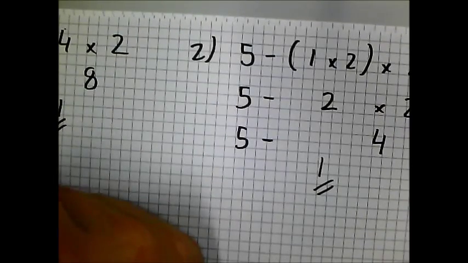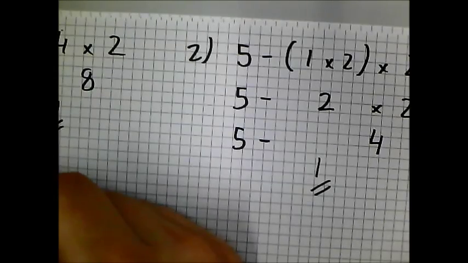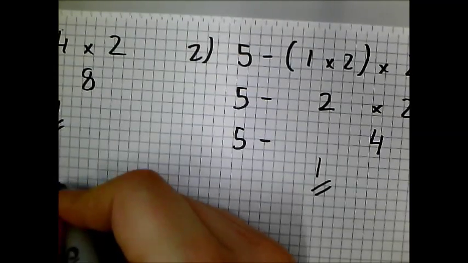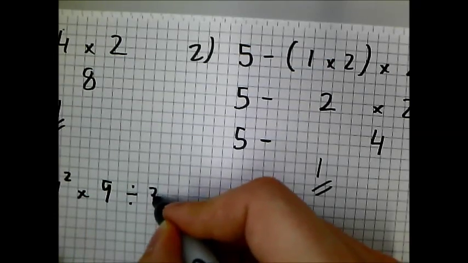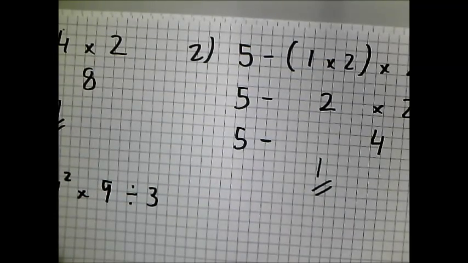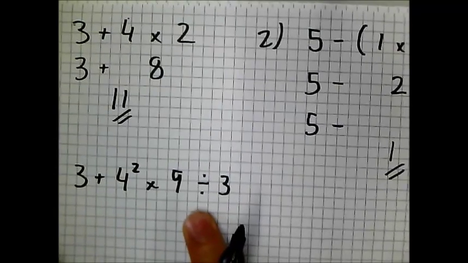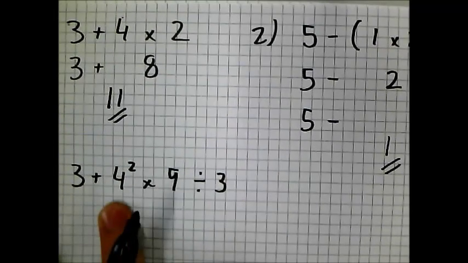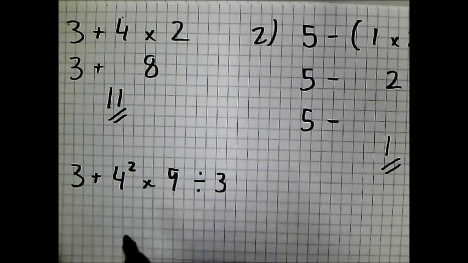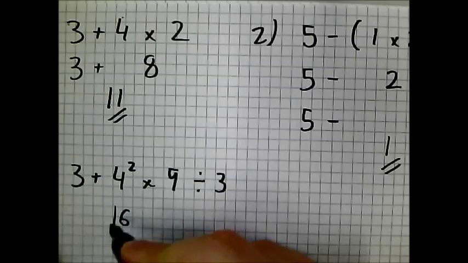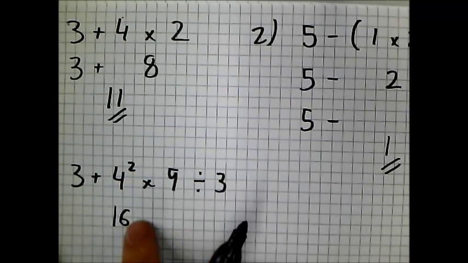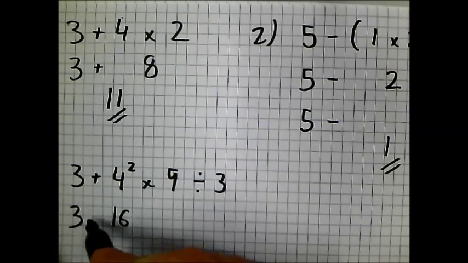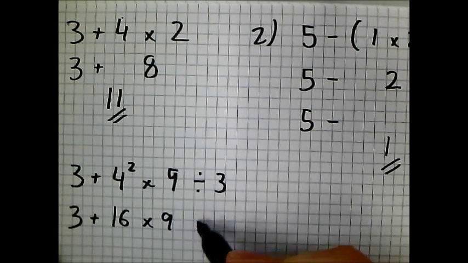Okay, question 3. I have 3 add 4 squared multiplied by 9 divided by 3. I look for brackets, I don't have any. I look for powers, I have a 4 to the power of 2, so I do that bit first. 4 multiplied by itself is 16. Don't be tempted to say 8, it's not 4 times 2, it's 4 multiplied by itself, 16. I bring down everything else that I haven't touched yet.